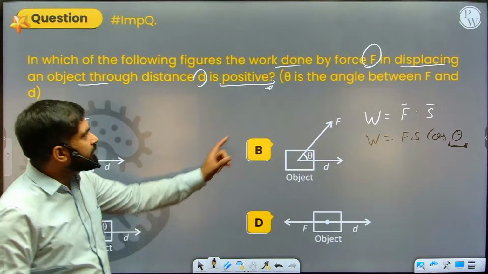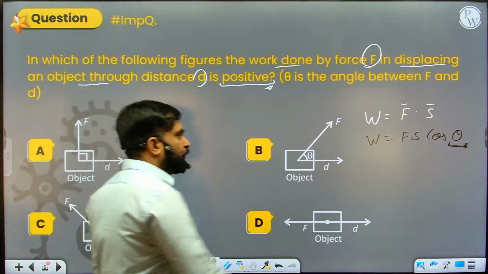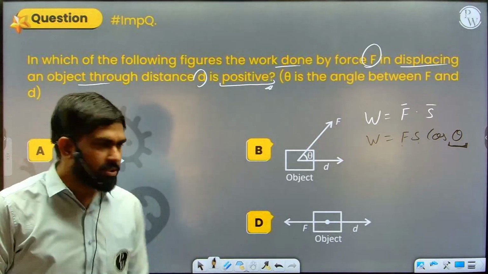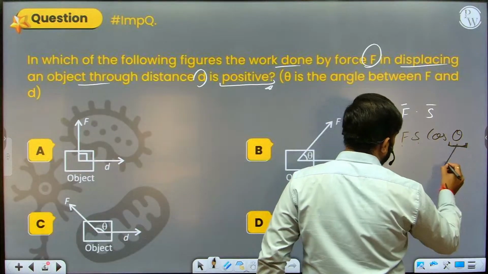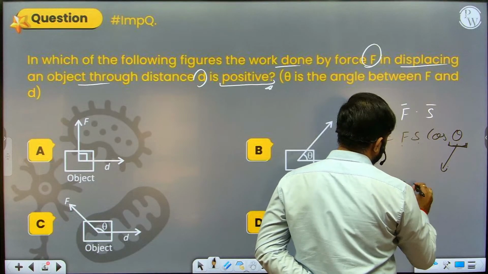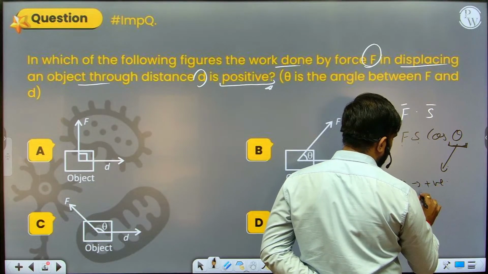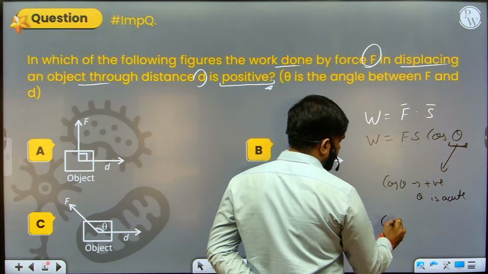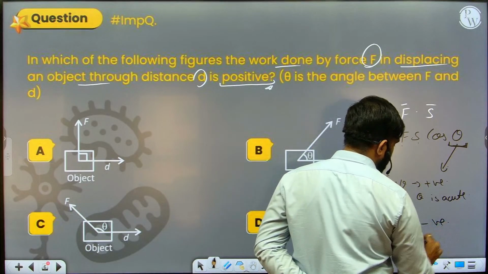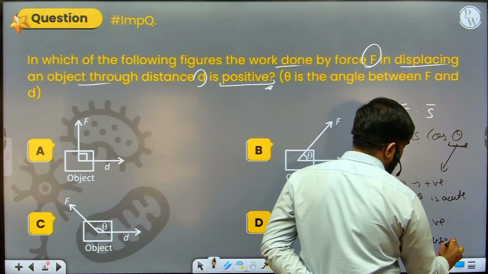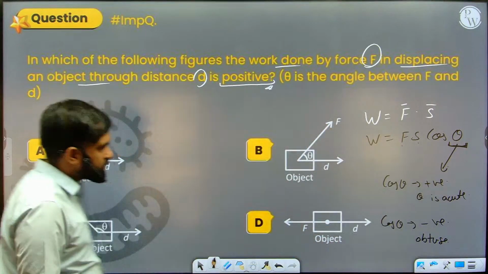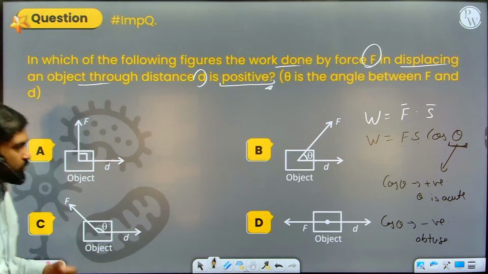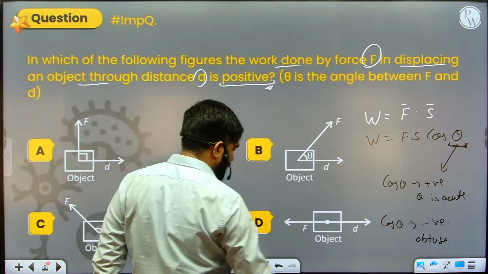They are saying that the work done has to be positive. Force magnitude, displacement magnitude, the only thing is cos theta. Cos theta will be positive if the angle is acute. Cos theta will be negative if the angle is obtuse. And so on. Right now we just focus on acute and obtuse. So I have to find which one gives me the positive work. I guess most of you would have gotten the answer by now.